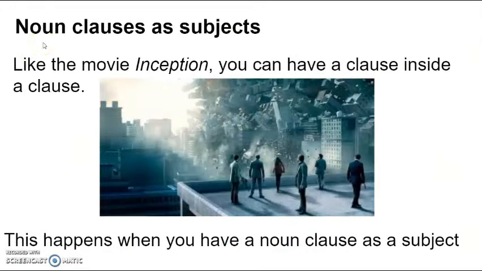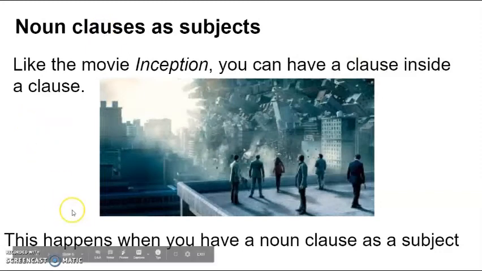So now we are going to start with noun clauses as subjects, that is the topic of the book. For example, have you seen that movie Inception? In that movie, you can have a dream inside a dream. Remember that? So in this case, we are saying that you can have a sentence inside a sentence. That's when we say a clause. A clause means like a sentence, so you have a sentence inside a sentence. This happens when you have a noun clause as a subject. In this case, we are going to see how a clause could be the subject of a sentence.